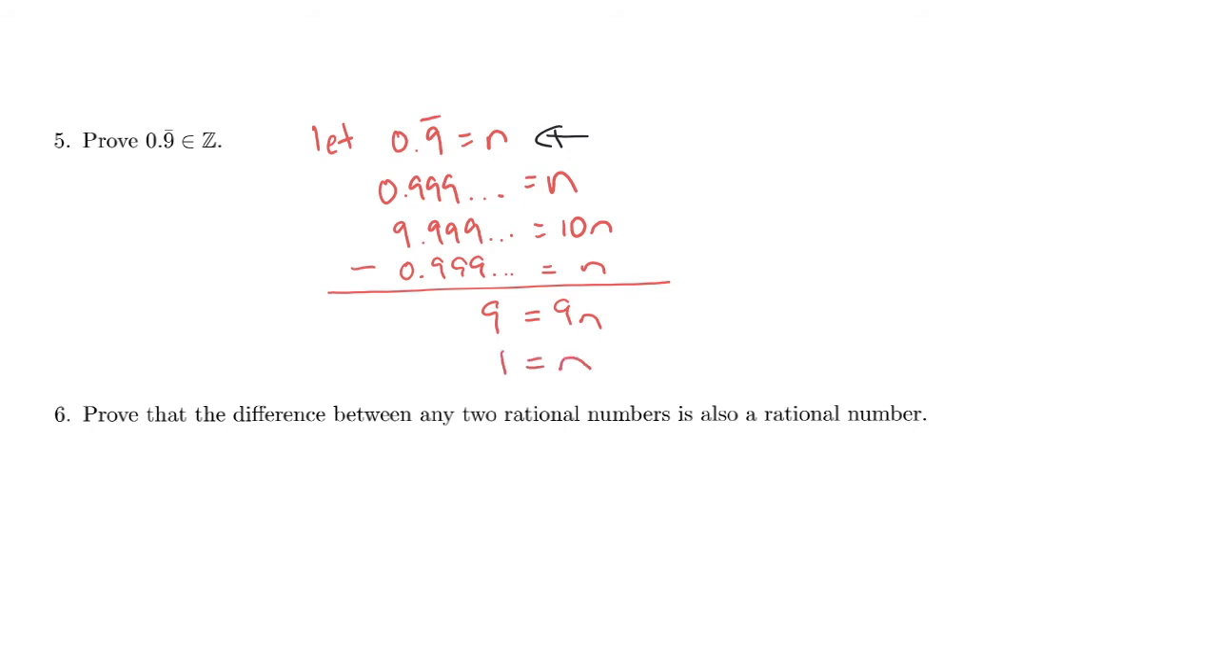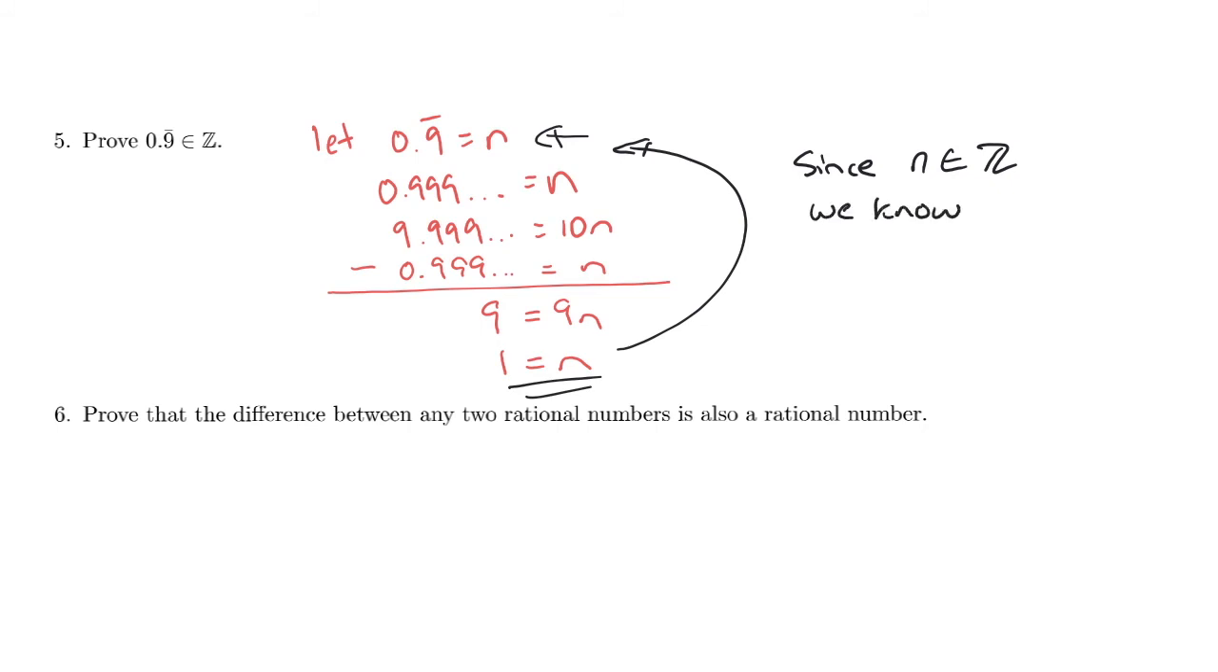Now remember, n was initially 0.9 repeating, and now I've been able to show that n is actually equal to 1. Since n is clearly an element of the integers, being equal to 1, that makes it an integer. We know that 0.9 repeating is an element of the integers as well, because it's the same thing. They are the same variable there, just another way of writing it. And there we go.